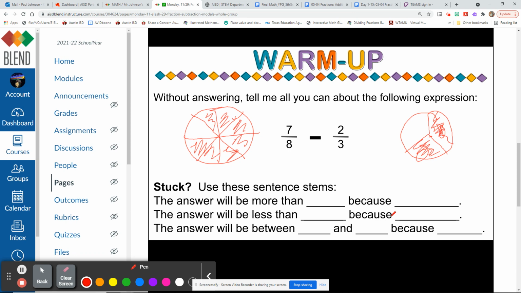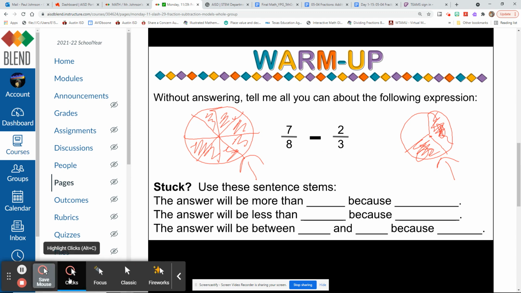I can look at those pictures and see that if I took this 2/3 portion away from the 7/8 portion, then I'd have some left. It'd be more than 0 and less than half. All right, so now let's go ahead and solve this problem, because you know how.